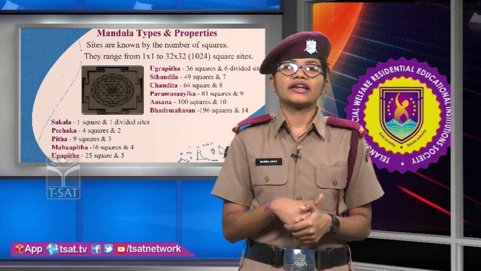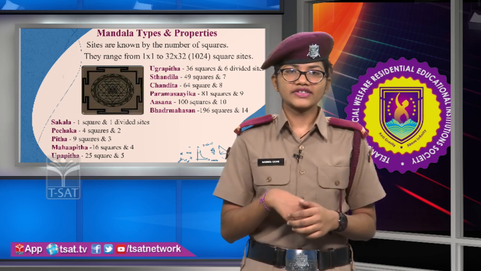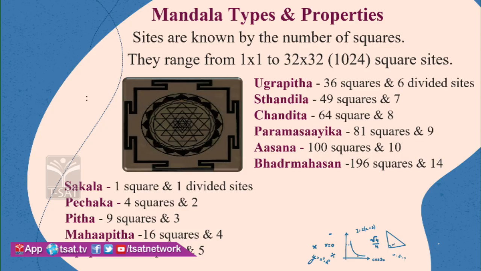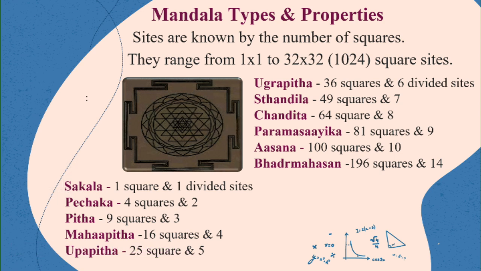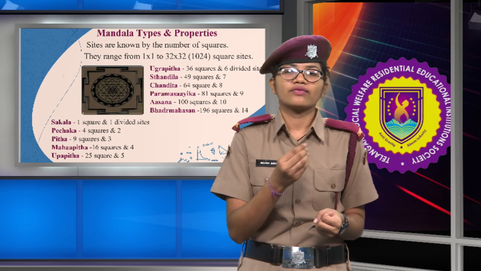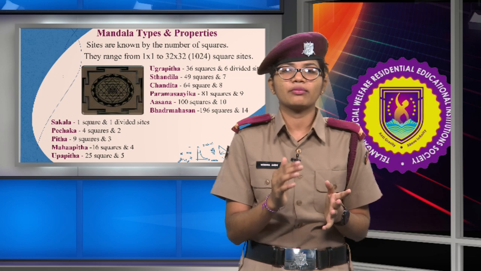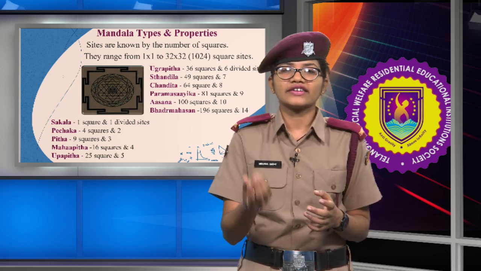Now let's see mandalas and their properties. Sites are divided into a number of squares in the range of 1 to 32. Here we are seeing different types of structures which are the properties of mandalas: sakala, pechaka, pita mandala, mahapita and so on. There are seven mandalas which influenced Indian architecture, and the range of the mandala is from 1 to 32, that is 1024 square units. Here there is a Sri Yantra Chakra, which was used to construct buildings and temples.